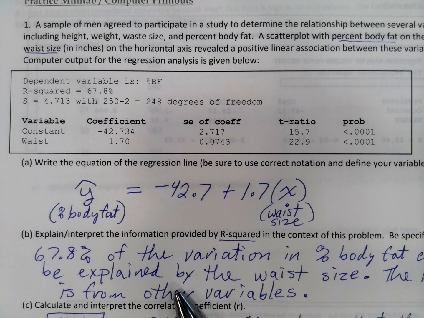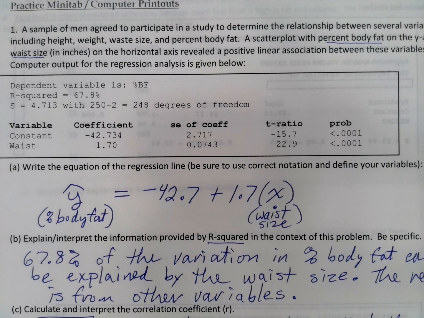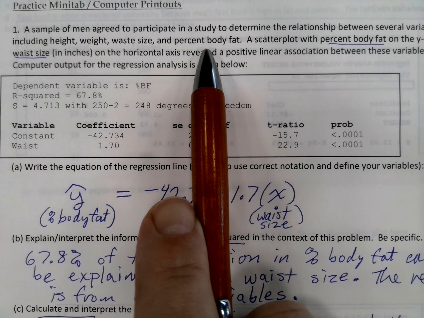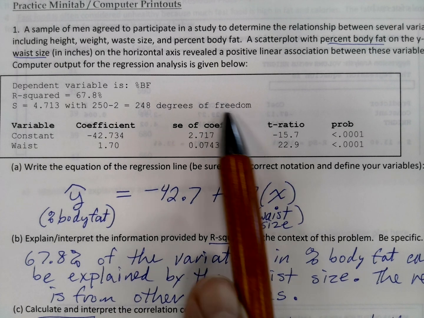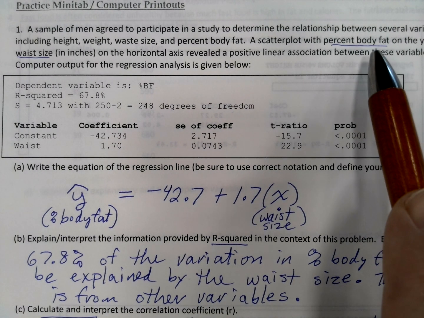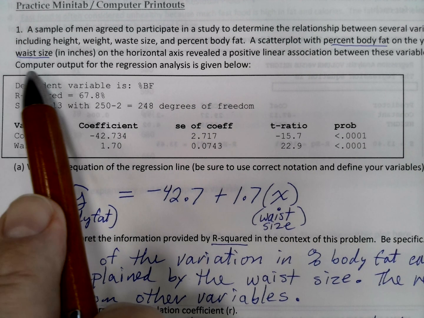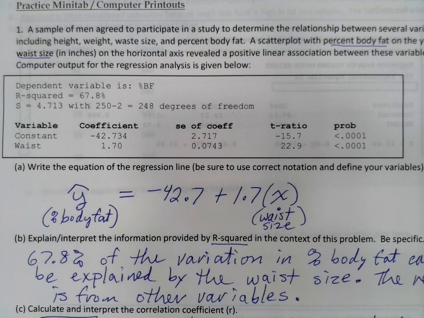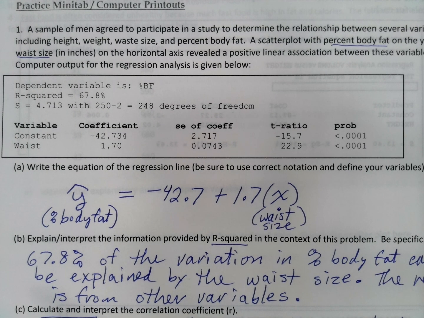So this is a study of men, and they took some different statistics down, like their height, their weight, their waist size, and body fat. And this particular readout is from an attempt to have an association between body fat and waist size. Okay, so you can see in this readout, they do not give us our equation. So the first question is, what's the equation of the regression line?